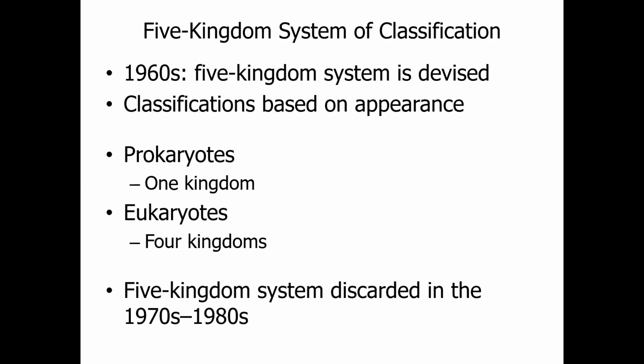In time, in the 1960s, we came up with the 5-kingdom system. The classifications were based on appearance, using a morphological approach, looking at similar body features and structural features. We came up with the prokaryotes in one kingdom, and the other 4 kingdoms were eukaryotes. So one kingdom was allocated for our prokaryotic non-nucleus organisms, and everything else that had a nucleus in their cells was the other 4 kingdoms.